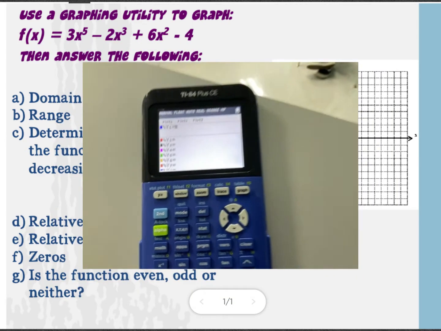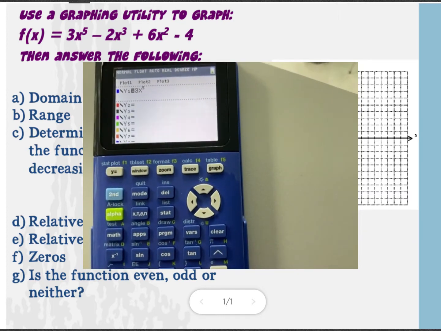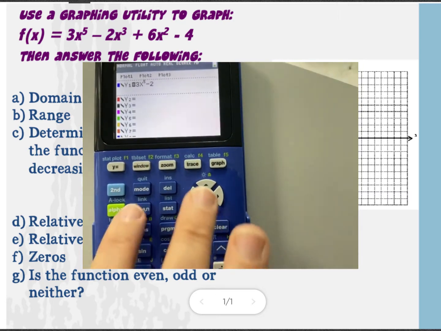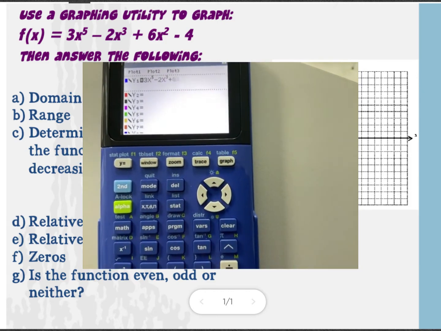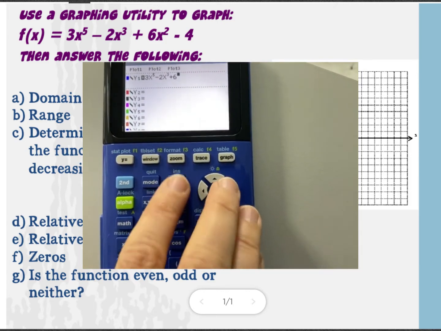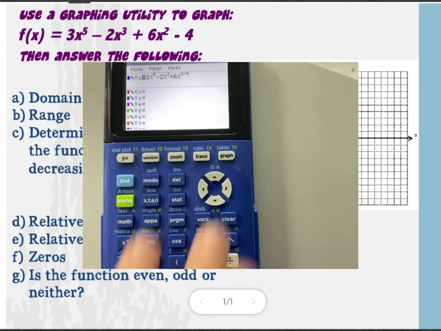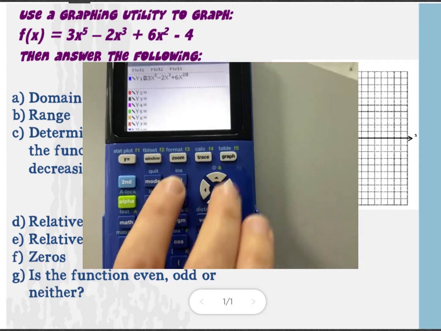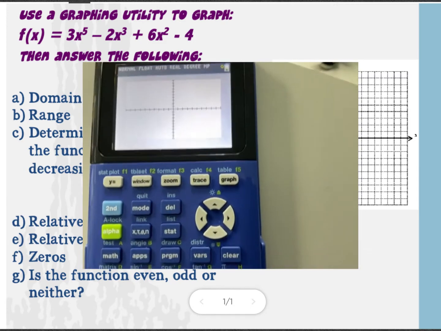All right, let's try this again. I'm going to type in that equation: 3x to the 5th minus 2x to the 3rd plus 6x squared minus 4. Why is this so difficult for me to do today? Minus 4. Okay, then I'm going to graph it.